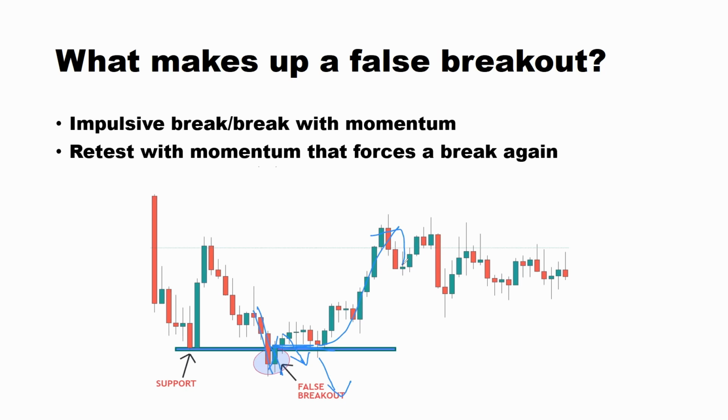This is the importance of the turning point. So these are the two things that make a false breakout: the impulsive break, which is a tick, and it also applies to the normal market break. The second one is the moment the retest has a strong momentum.